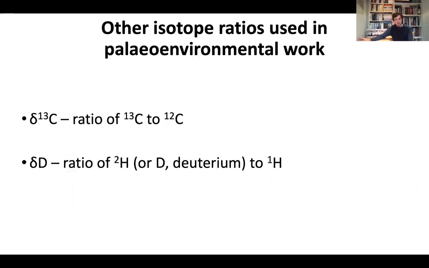In these videos, we're concentrating on oxygen isotopes because there's enough to say about those on their own. But just to point out, there are other isotope ratios that you can produce, and they can be useful for reconstructing past environmental change, paleoenvironmental change, as well. You've got the carbon isotope ratio, the ratio of carbon-13 to carbon-12. You've got the hydrogen isotope ratio, the ratio of deuterium, or hydrogen-2, to hydrogen with just one proton. These are also useful isotope ratios for reconstructing past environmental change.